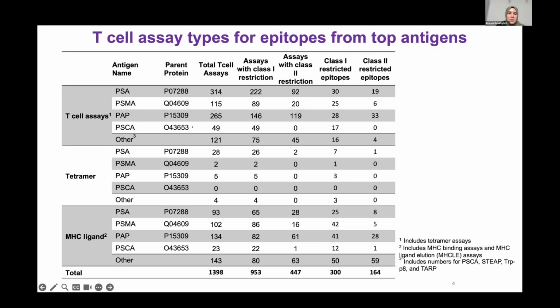And we can see that class 1, where we have the total number, dominates the data. But we also have some class 2 epitopes, specifically from the PAP antigen. So this seems to have more class 2 restricted epitopes than the other antigens. And what we can also see here is that the tetramer data is quite sparse, and only a handful of epitopes have been validated with tetramers. So this highlights another knowledge gap in terms of assays that are being used to study these epitopes.